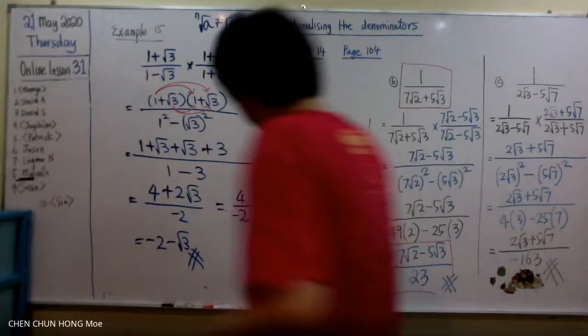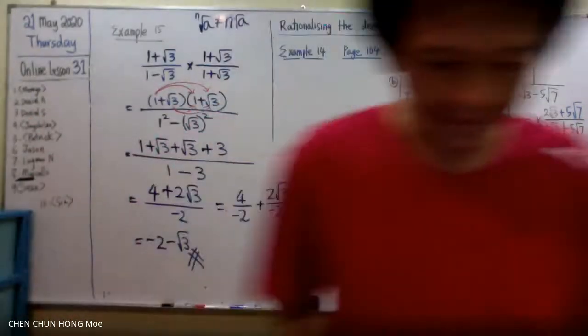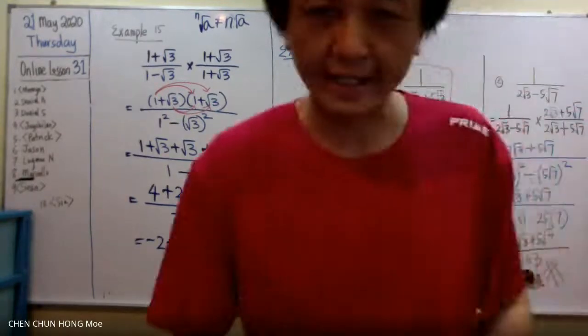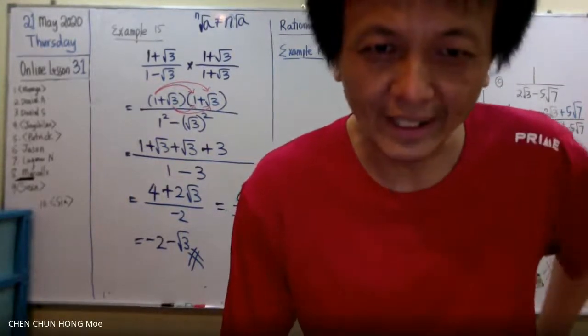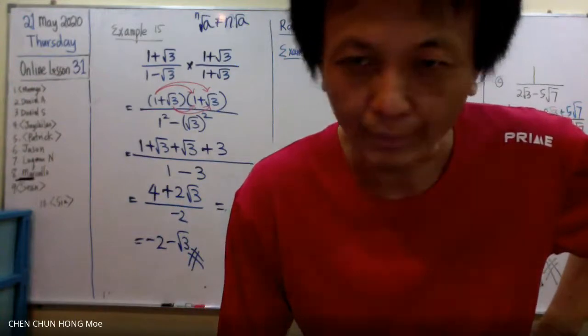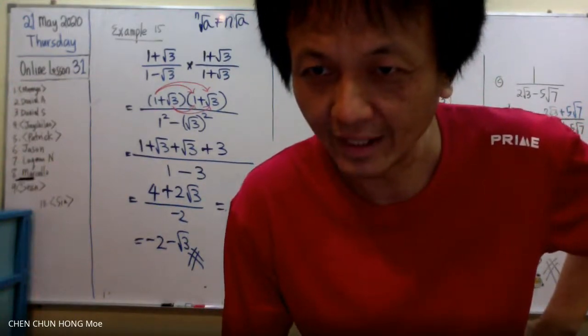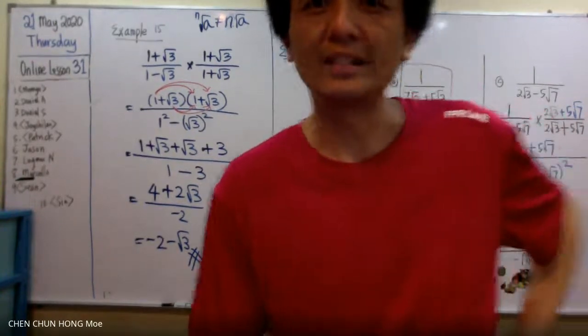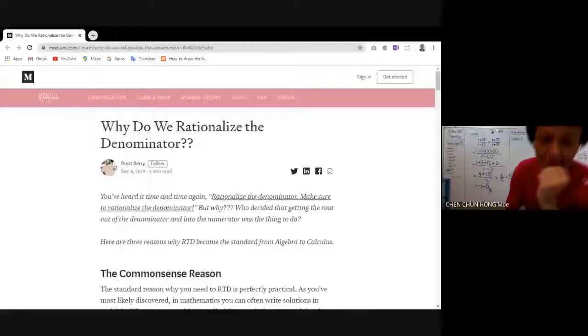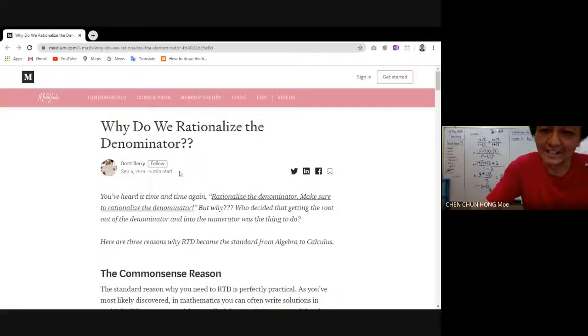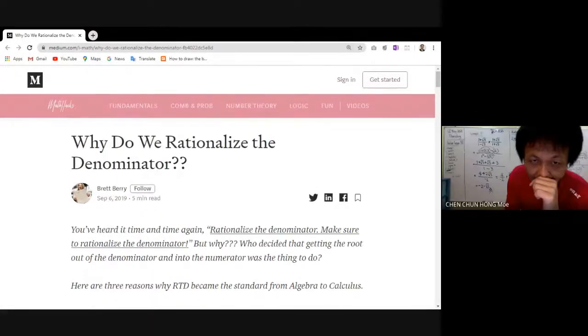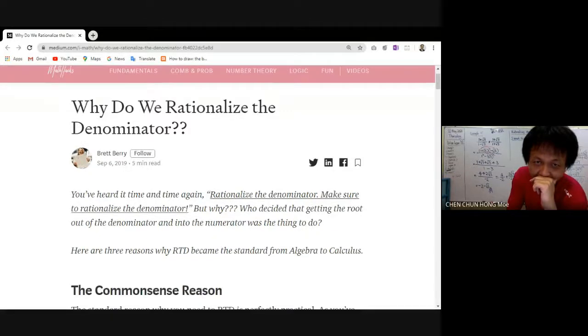Okay. Now, maybe before example 16, I show you that page now. Instead of keep looking at the board with me, I think Susana, let's run through this. I show you this website that I managed to find, so that we are more convinced why we are doing this RTD. I hope you can see this. Yes, Bradbury. So we run through this quickly, I don't think we have time to read through everything. So why do we RTD, rationalize the denominator?